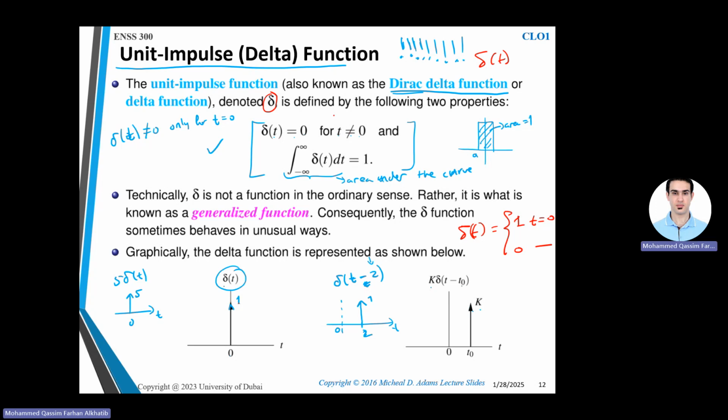All right. Another property: the integration from minus infinity to infinity of delta of t dt equals 1.